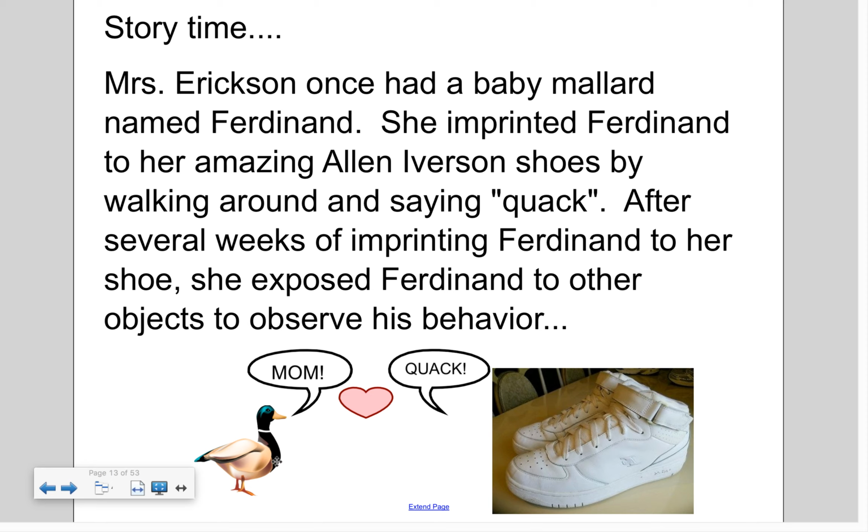Ferdinand didn't have a mirror. He didn't know what he looked like. So he saw these shoes, and these shoes supposedly quacked, and he thought that I was its mom. I did this for several weeks. Then at the end of these several weeks, I exposed Ferdinand to other objects to observe his behavior. First I put him in the pen, and I took a tennis ball on a string and I said quack. And he freaked out and ran away.